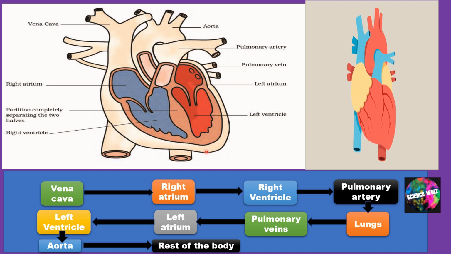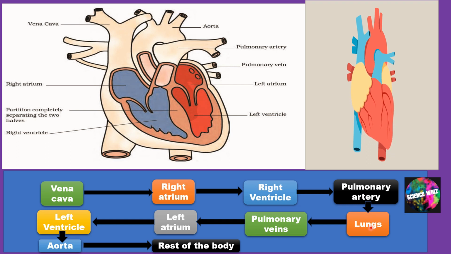So let's start. Here is the schematic representation of the blood flow through the human heart. The vena cava brings deoxygenated blood from all parts of the body to the right atrium. The right atrium pumps this blood into the right ventricle, which then pumps blood into the pulmonary artery. This artery takes the blood to the lungs for oxygenation.